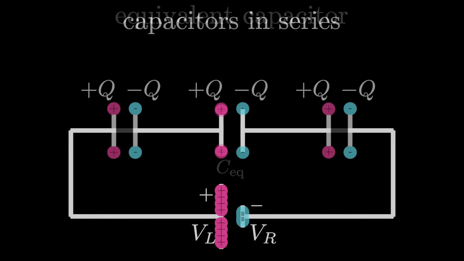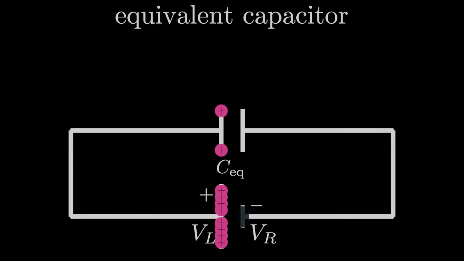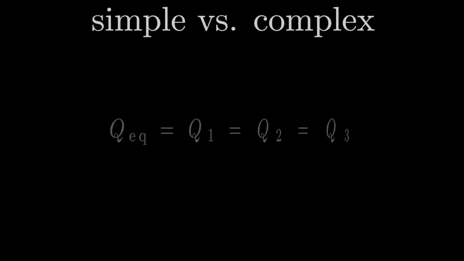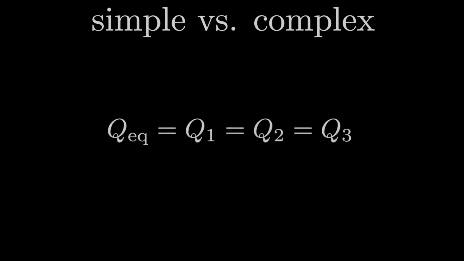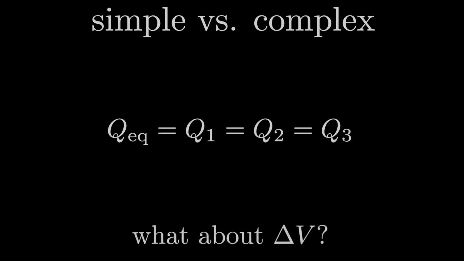If we want to take all of these capacitors in series and reduce it down to some equivalent capacitor, it has to behave exactly the same as the collection. So the positive plate has to take the same charge as the outermost left plate in the collection, and the negative plate has to take the same charge as the outermost right plate in the collection. This means the charges on all of the capacitors in series are the same as the charge on the equivalent capacitor. Now we have to ask ourselves about the other important variable, the potential difference on each of the capacitors.